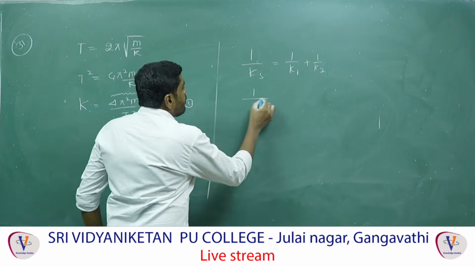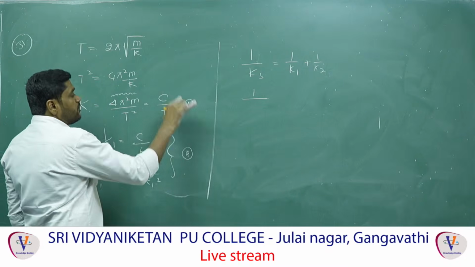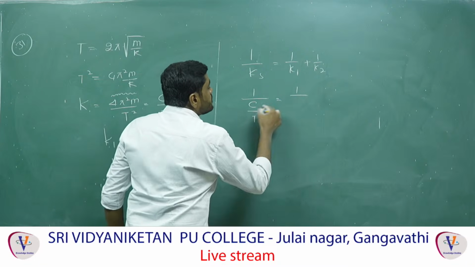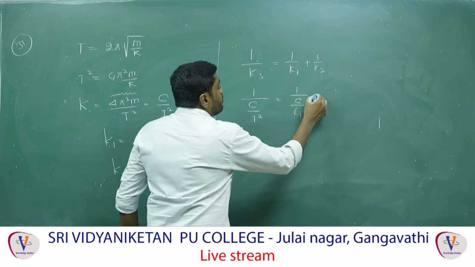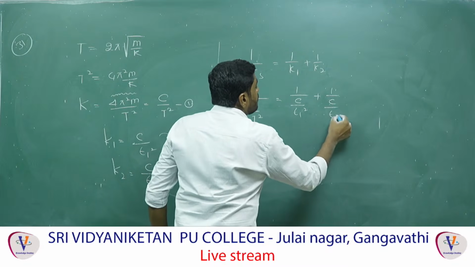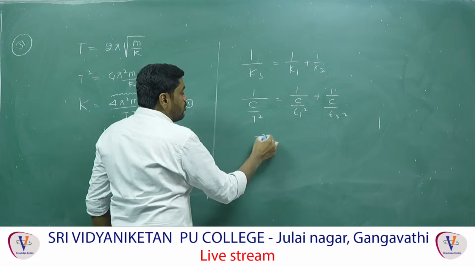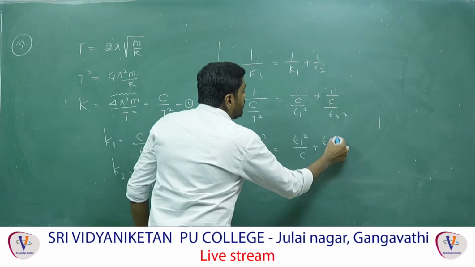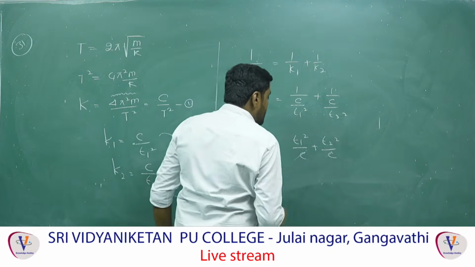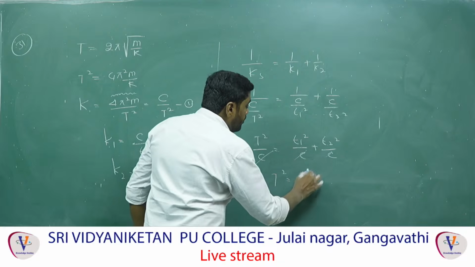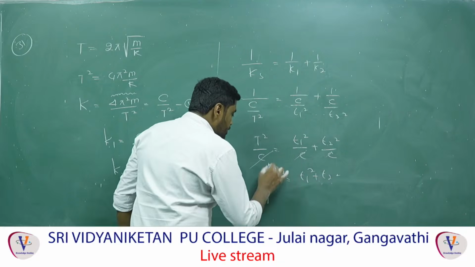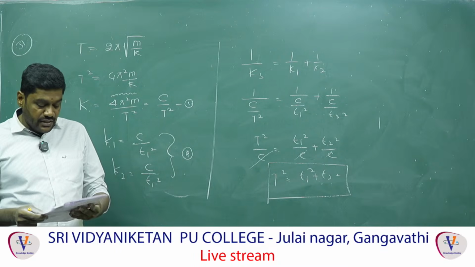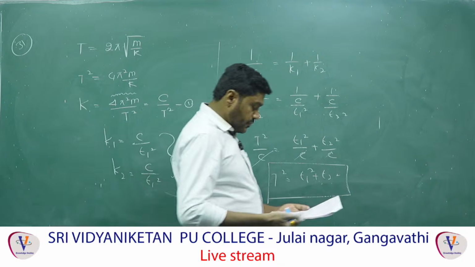Therefore, 1 by ks, in place of ks apply this formula. C by t square is equal to c by t1 square plus c by t2 square. So t square goes upside: t square by c is equal to t1 square by c plus t2 square by c. Therefore c gets cancelled. Therefore t square is equal to t1 square plus t2 square. That's it. T square is equal to t1 square plus t2 square is the answer. Next.